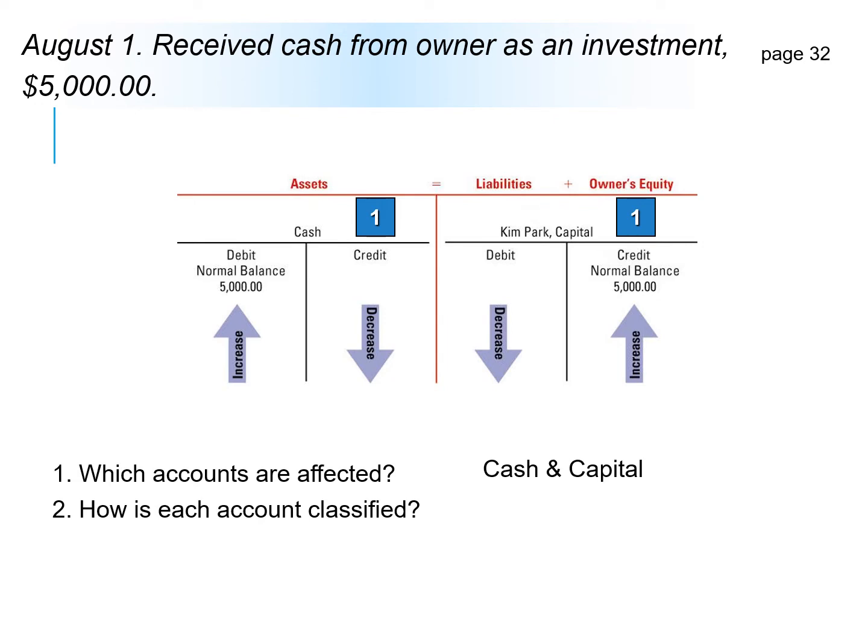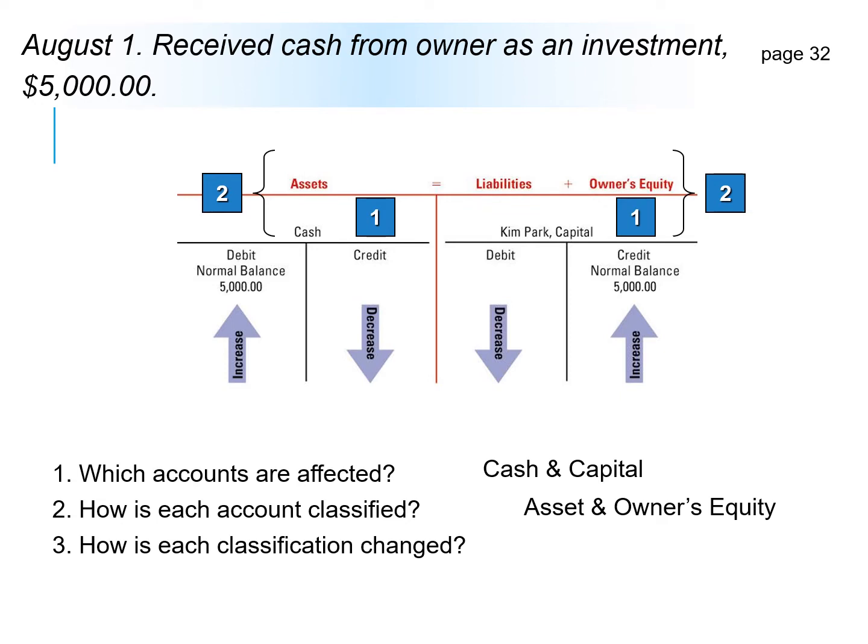2. How is each account classified? We know that cash is an asset account and that capital is owner's equity. 3. How is each classification changed? When we receive cash, we know that cash increases. An investment also increases the capital account, which affects owner's equity by increasing it. Thus, we have an increase and an increase for assets and owner's equity.